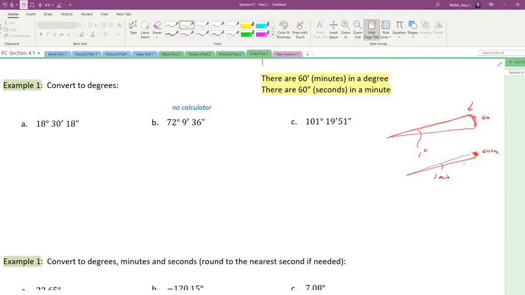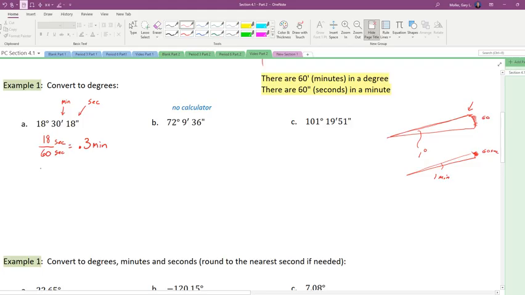So how big is 18 degrees, 30 minutes, 18 seconds? This is minutes. This is seconds. Well, we're going to step through this a little bit at a time. So I know that there are 18 out of a total 60 seconds. I could probably just do this in my head, but I've got a calculator, so I'm going to use it. 18 divided by 60 is 0.3. So that's 0.3 minutes.